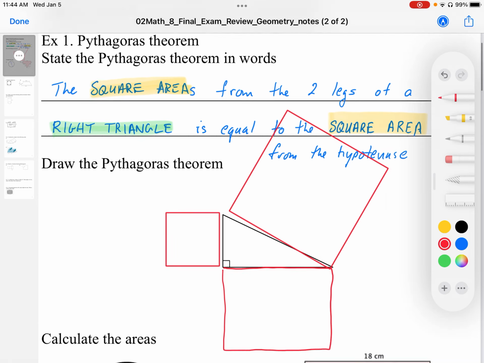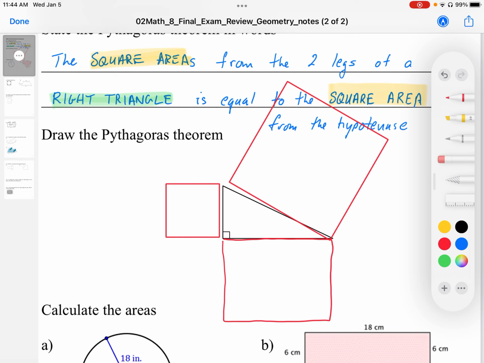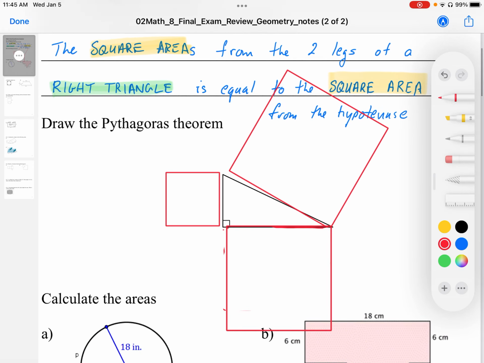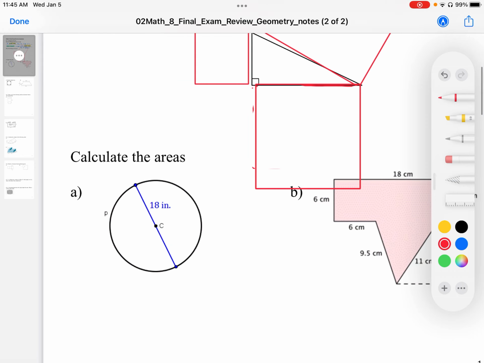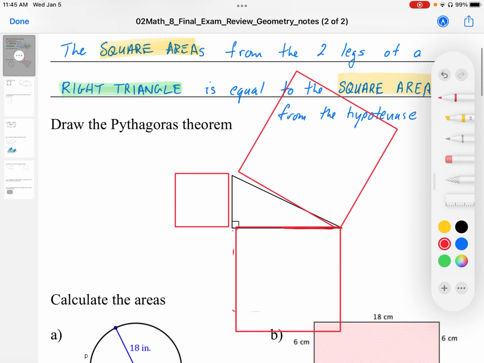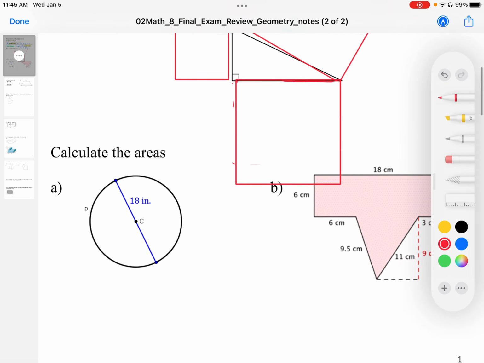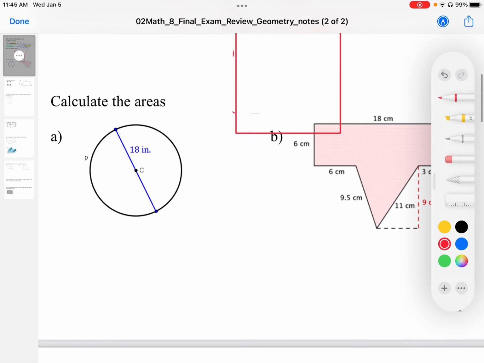So those two squares should add up to that third larger square. I'm just going to sketch that. Okay, but those two squares should equal the third square area. Okay, so two smaller squares add up to the third square. And again, just to reiterate, this only works for right angle triangles. It does not work for non-right angle triangles.